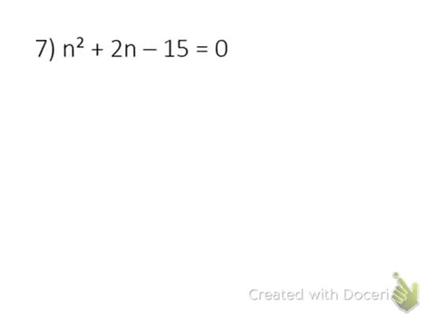So the first one we actually have to factor is question 7. And so as we notice here, this problem has a leading coefficient of 1. So what this means is to factor this, we're going to look for two numbers that multiply to be negative 15, but add to be a positive 2. Well, I know that the factors here are going to be positive 5 and negative 3. So my factored form looks like this.